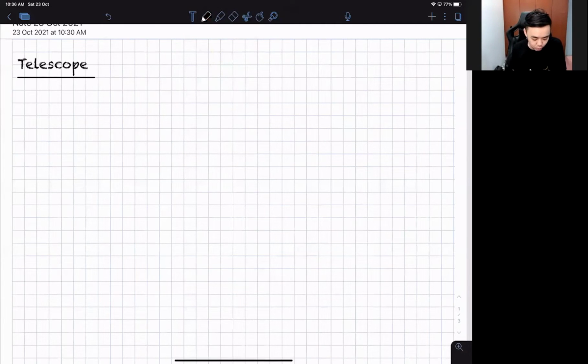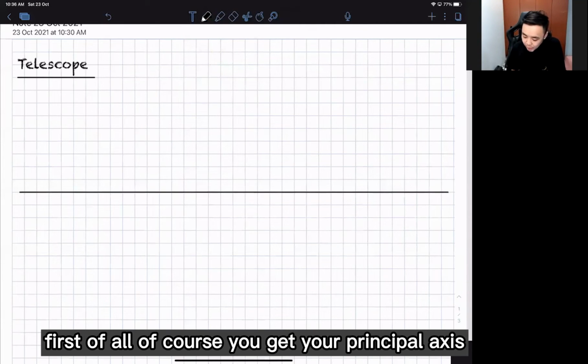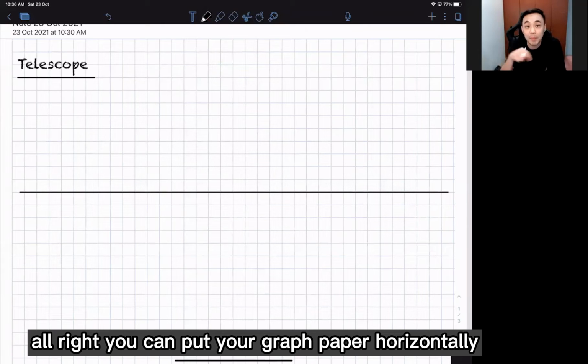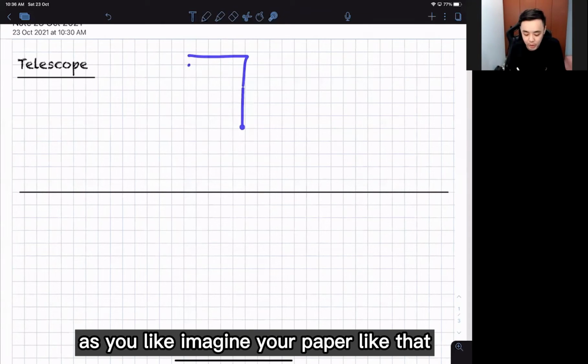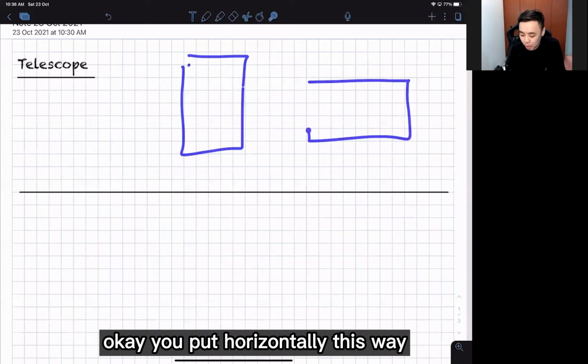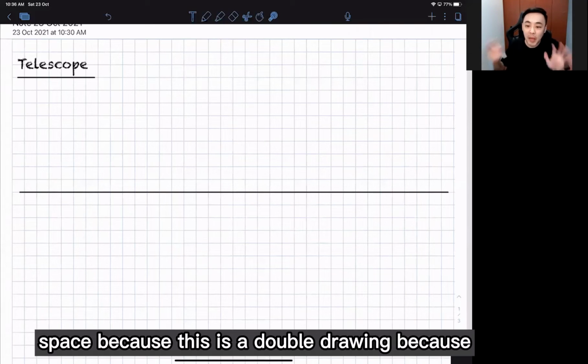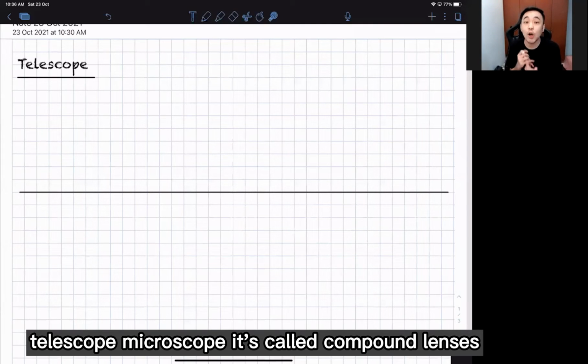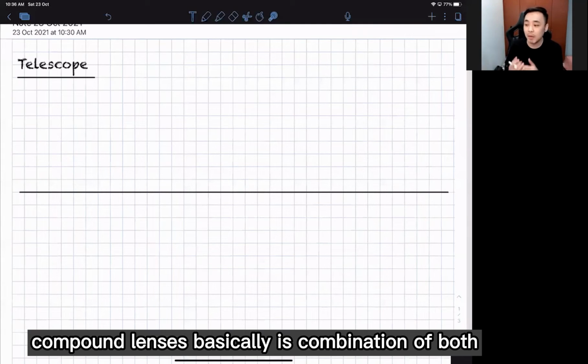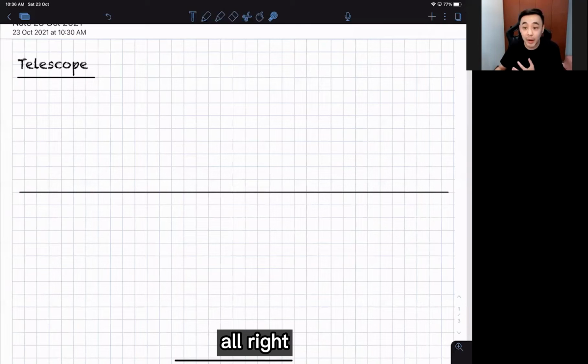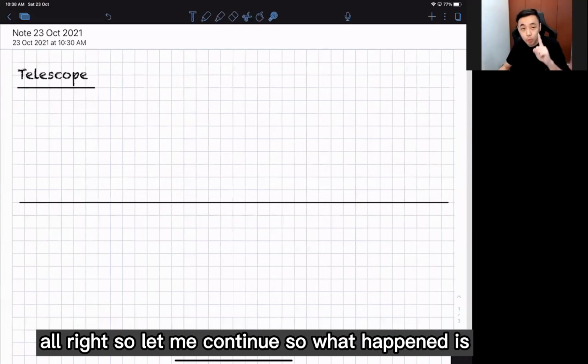Now, first of all, of course, you get your principal axis. You can put your graph paper horizontally, as in imagine your paper like that. You put it horizontally this way, because you are going to need more space, as this is a double drawing. Telescope and microscope are called compound lenses. Compound lens means basically a combination of both. Hold on, let me continue.